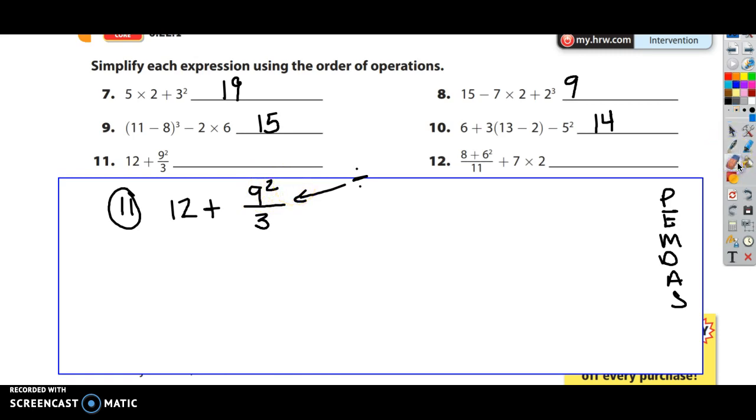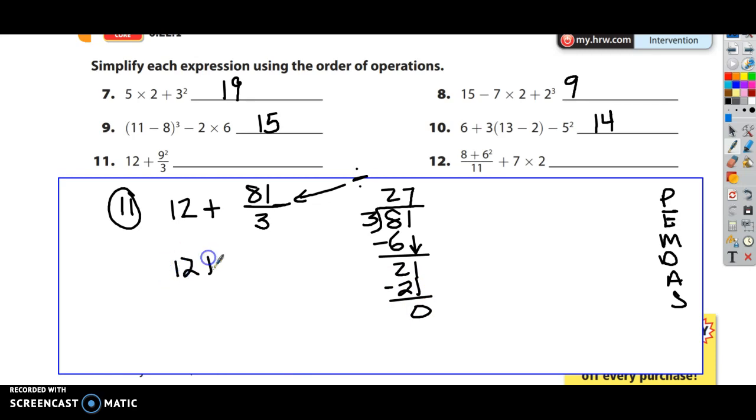When it looks like this, I just like to erase it and make 9 squared into 81. 9 squared is 9 times 9, that's 81. The next step is I either have to add or divide. Divide comes before add, so I'm going to do divide next. I've got 81 divided by 3. We've done this one quite a bit with our exponents, so you might know it by now. It's 27. 3 goes into 8 twice. 2 times 3 is 6. Get a difference of 2, 21. 3 goes into 21 7 times. 3 times 7 is 21. And so it's 27. So I end up with 12 plus 27, and that is 39.